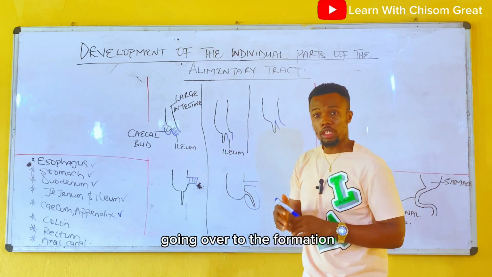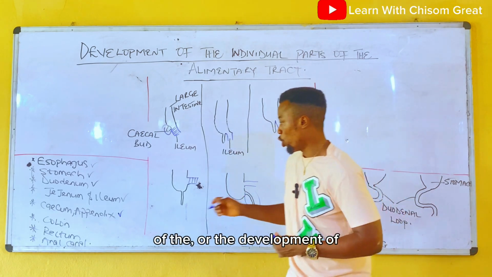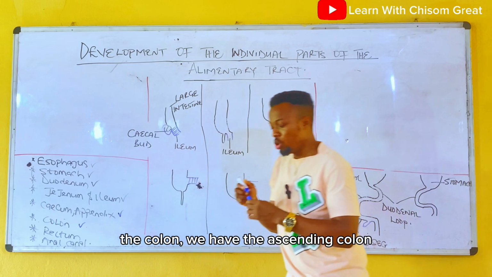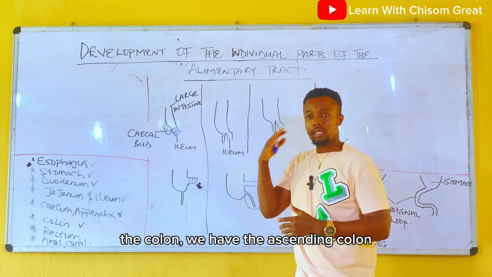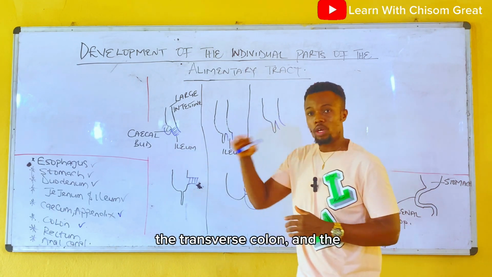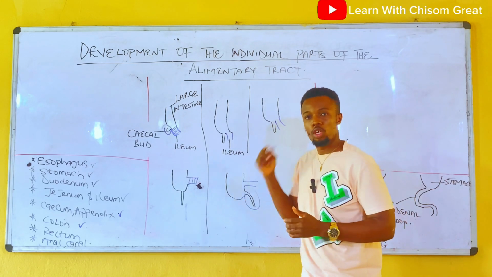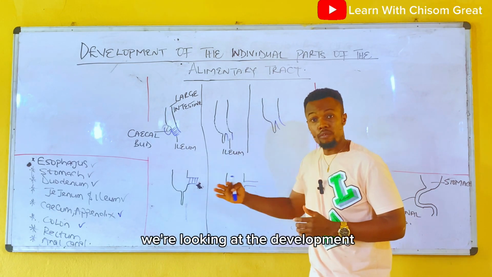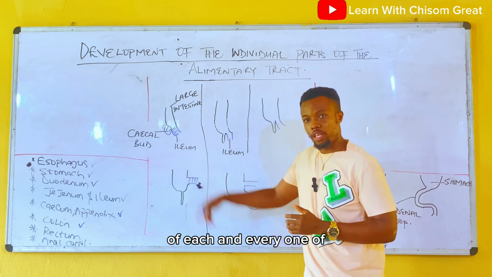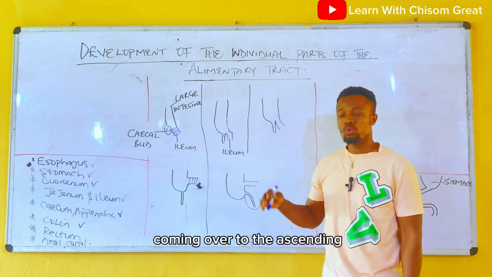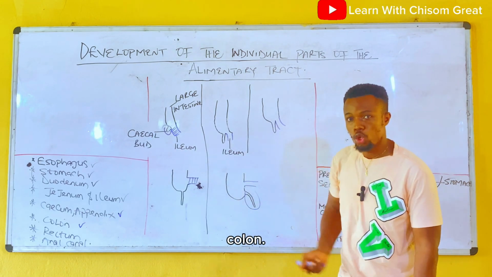So going over to the development of the colon, we have the ascending colon, the transverse colon, and the descending colon, even the sigmoid colon. So we'll be looking at the development of each and every one of them. Then coming over to the ascending colon.